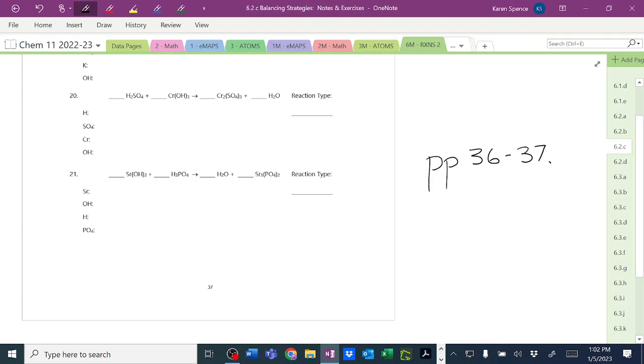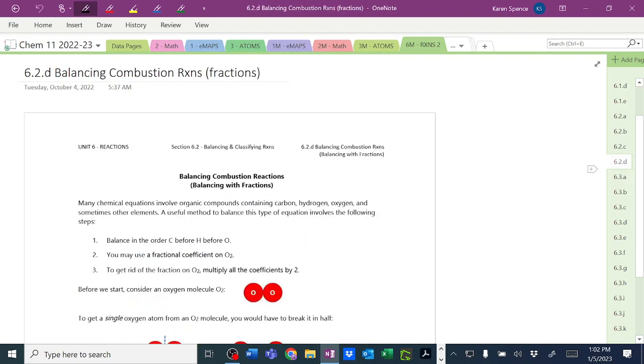Do you think we could have a quiz on balancing on Monday? Well, let's see how we do with balancing combustion for starters.